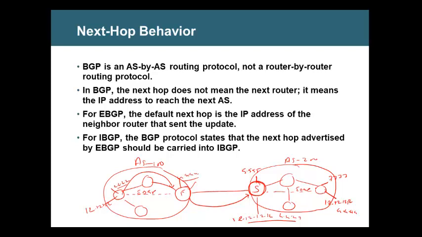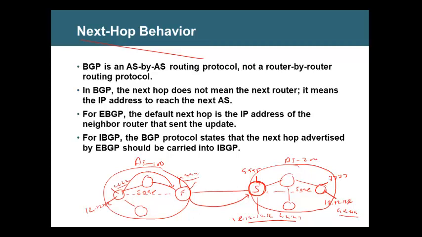That is what is written here. You see, in BGP, the next hop does not mean the next router. It means the IP address to reach the next autonomous system. To reach the autonomous system, you cannot use 5.5.5.5. You should use 4.4.4.4. That is the address of the next autonomous system. You understood?